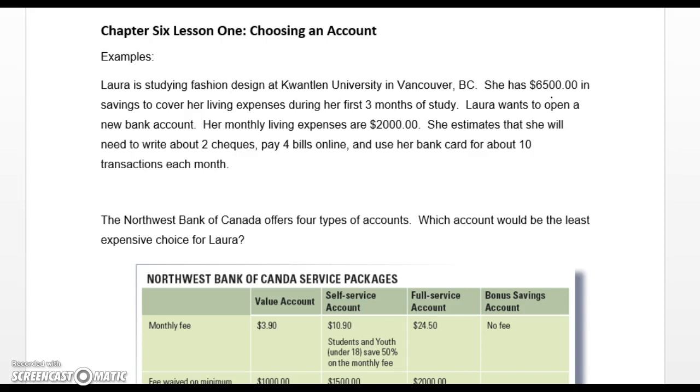So we're going to look at example number 1 from your notes, where we're going to look at adding up the cost if we were to take each account and then choose which account would be the cheapest for that person.